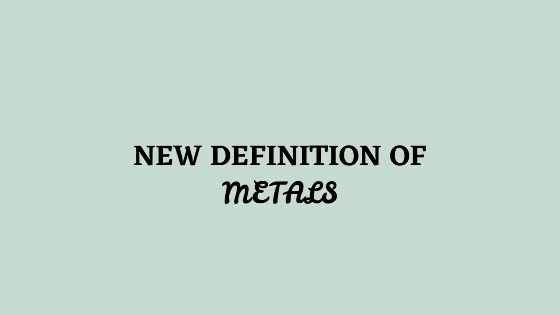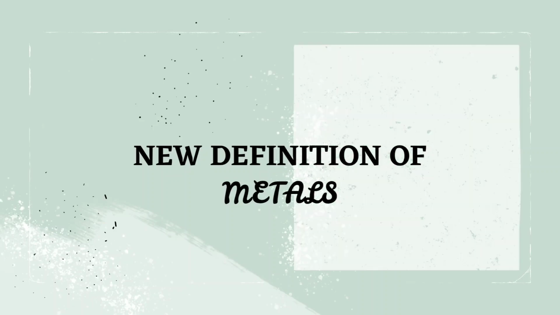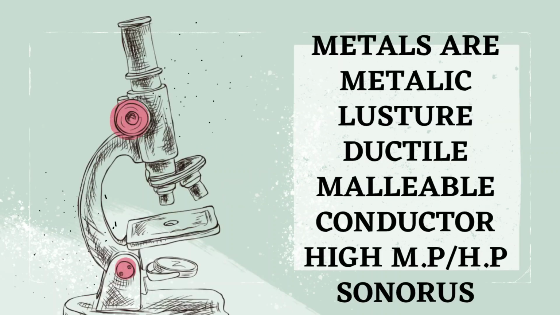So after this we can have a new definition of metal based on their physical properties. We can say that metals are those with metallic luster, ductility, malleability, sonorosity, high melting and boiling point, and a good conductor of heat and electricity.